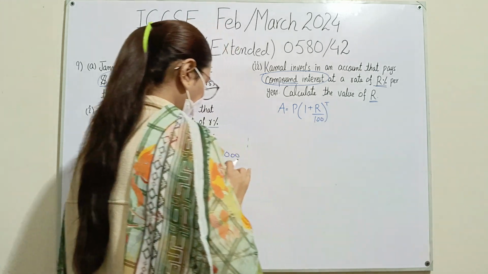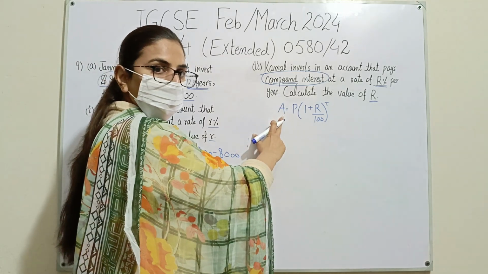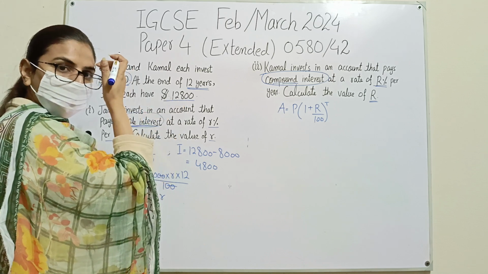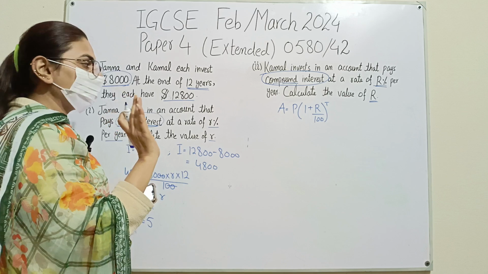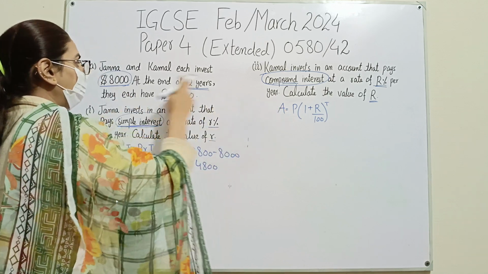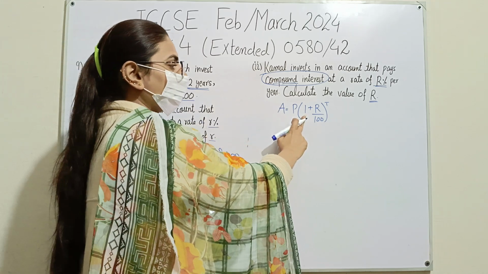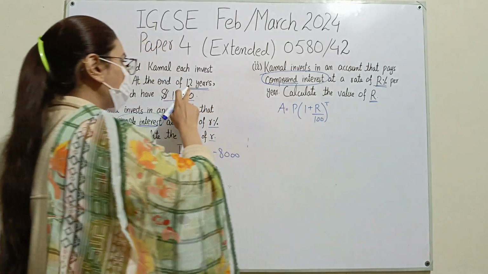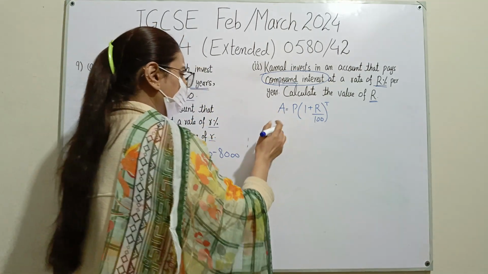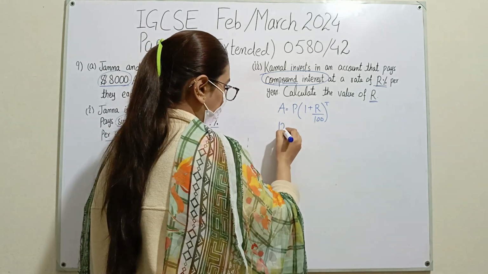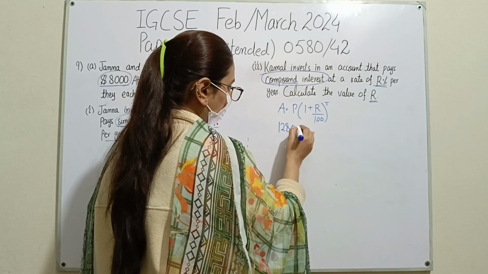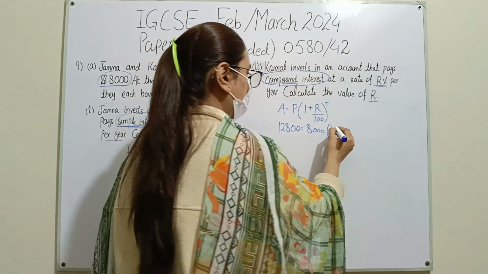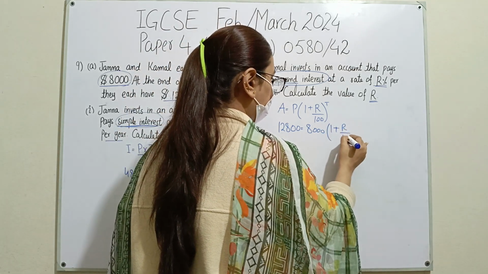to the power T. Here the value of amount is given in the question as 12800. It means this is the final amount which you receive from the bank or wherever you have put your money. Value of P is 8000. 1 will remain the same. The value of R is to be calculated, 100 will be the same, and the value of T here is 12 years. Simply substitute the values here. The amount A is 12800, the principal is 8000, (1 plus R by 100) to the power 12.